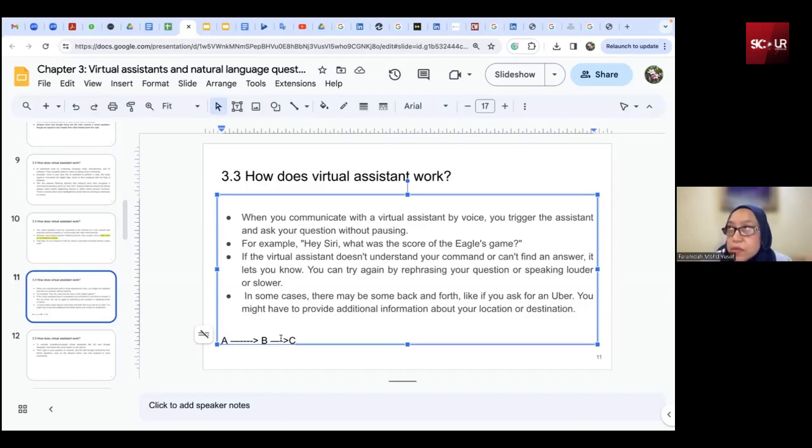So you need to tell the driver, oh, you need to send me 200 meters in front. Sometimes the driver will get angry, saying it's here, no, it's over there. So that's the problem.